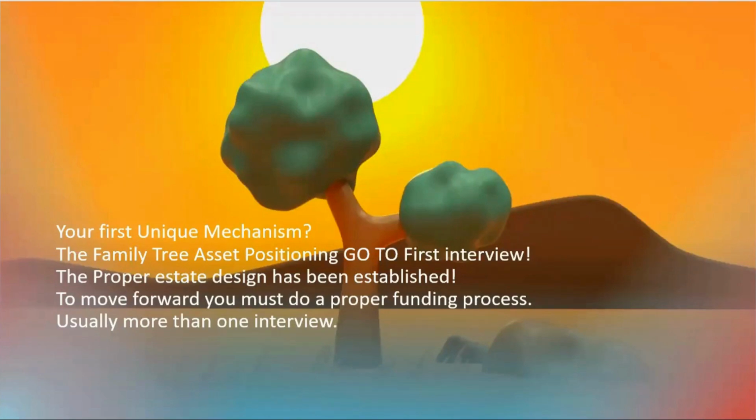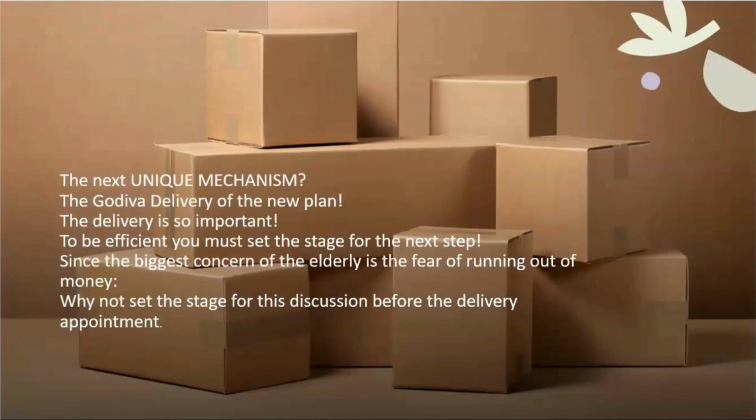So your first unique mechanism, the family tree asset positioning go-to first interview, the proper estate design, has been established already. Now it's time for a new primary promise and a new unique mechanism, because you're at that stage now where you're getting ready. You've got the estate plan done. And now to move forward, you have to do a proper funding process. And it's usually going to be more than one interview. So what is the next unique mechanism? Well, it's the Godiva delivery of the new plan.